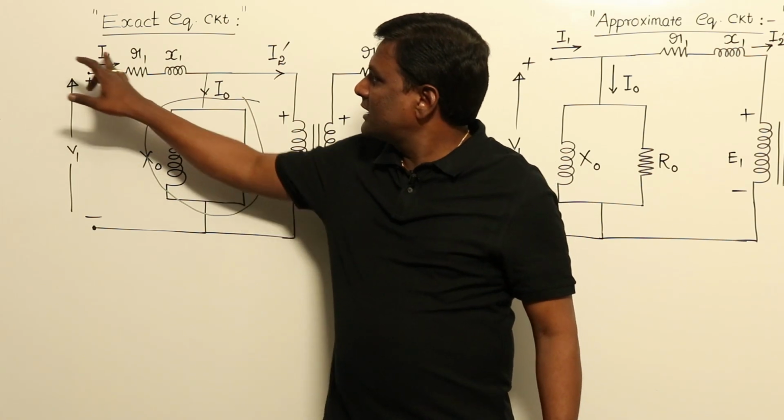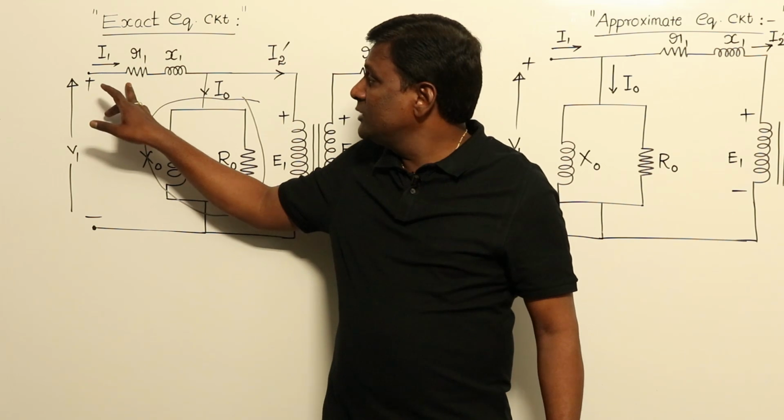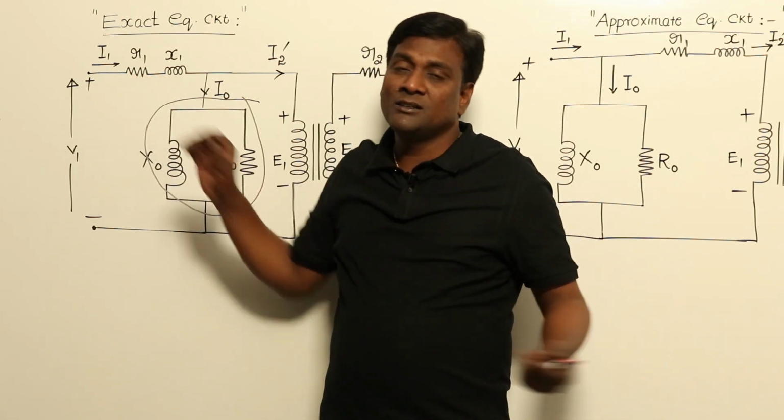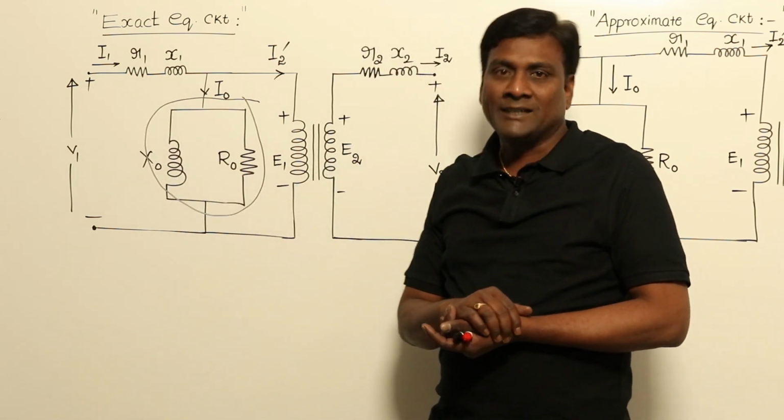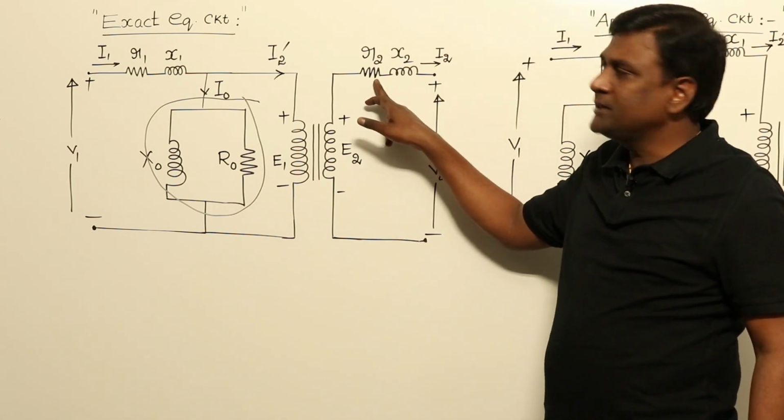So resistance, current is flowing through resistance, so I square R losses will happen here. Why I included this resistance? Because in practical transformer currents are flowing through practical resistance. Similarly in secondary winding also resistance will be there.